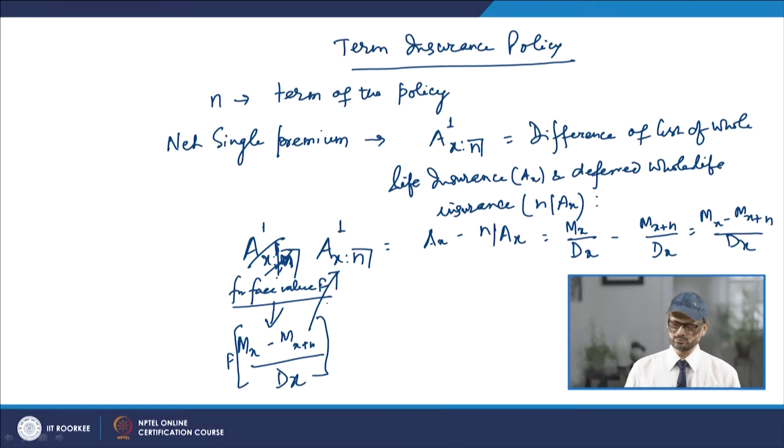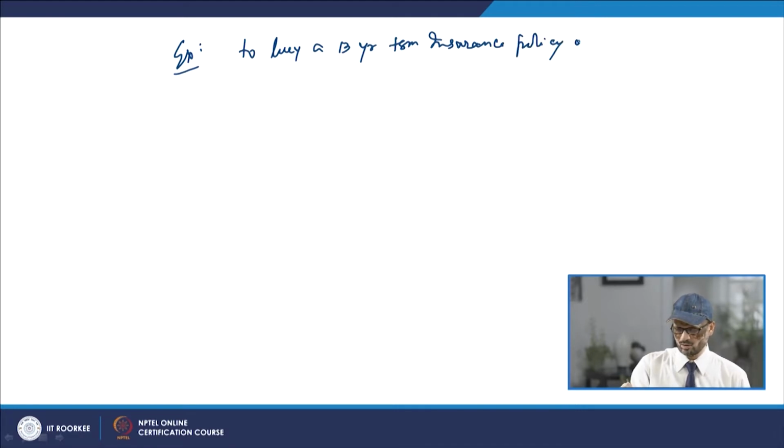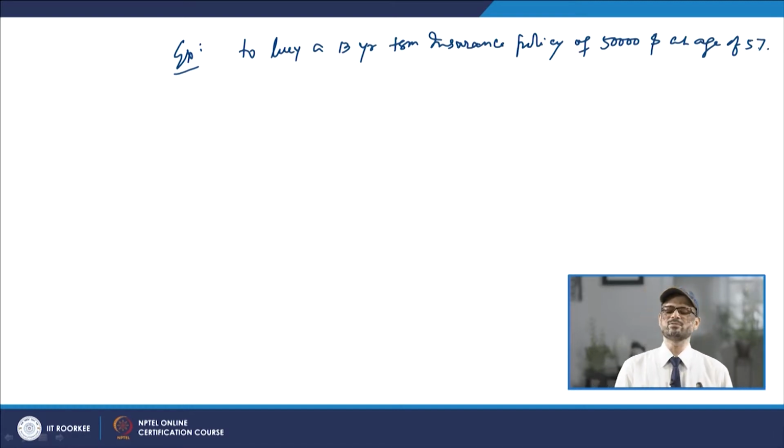So this can be computed by referring to the table. For example, suppose a person wishes to buy a 13-year term insurance policy of $50,000, at the age of 57. So this person is of age 57 and he wants to have a 13-year term insurance policy of $50,000. Now in that case how much should the net single premium be?